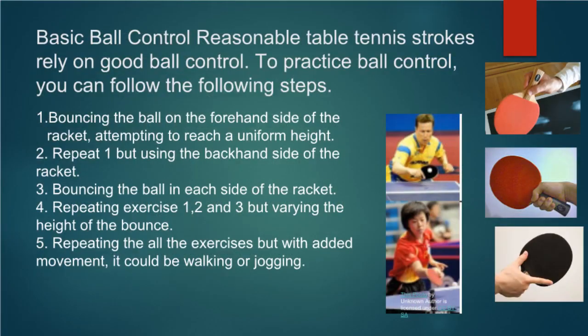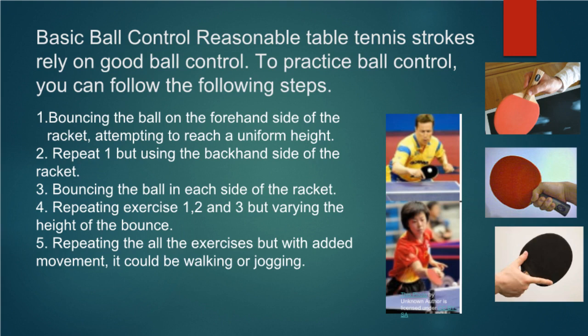Basic ball control. Reasonable table tennis strokes rely on good ball control. To practice ball control, you can follow the following steps. 1. Bouncing the ball on the forehand side of the racket, attempting to reach a uniform height. 2. Repeat using the backhand side of the racket.